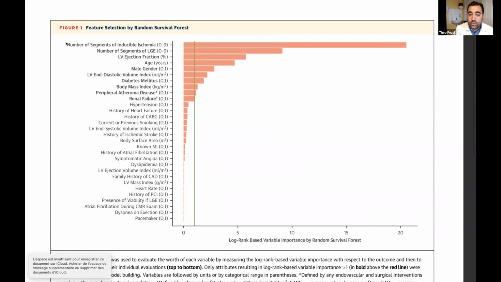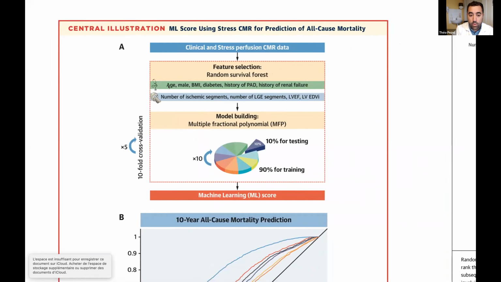Very important to see that the three main variables assessed by this random survival forest to predict the risk of death are the number of segments of ischemia, number of segments of late gadolinium enhancement, and LV ejection fraction. Okay, this is a traditional message, but so interesting to see that machine learning showed again the importance of these variables. Therefore, we have at the end six clinical variables: age, male, BMI, diabetes, history of peripheral artery disease, history of renal failure, and four very traditional stress CMR findings: the extent of ischemia, the extent of late gadolinium enhancement, LVEF, and LV end-diastolic volume.